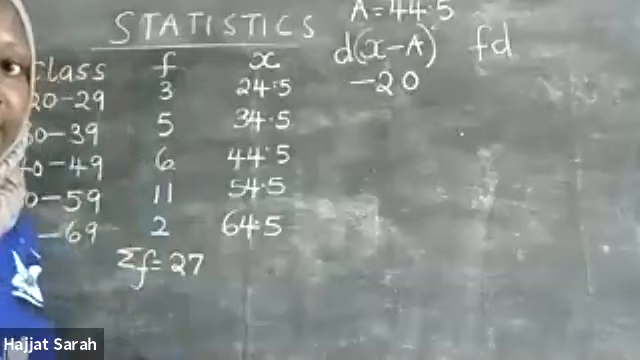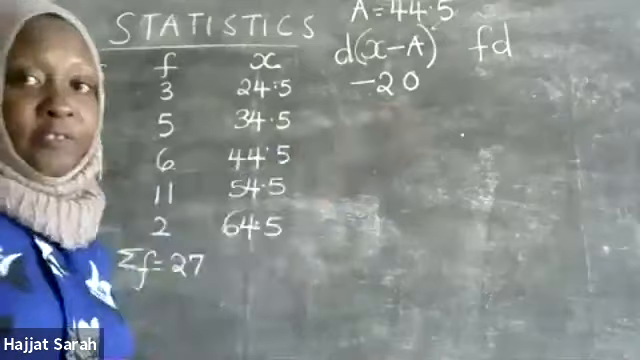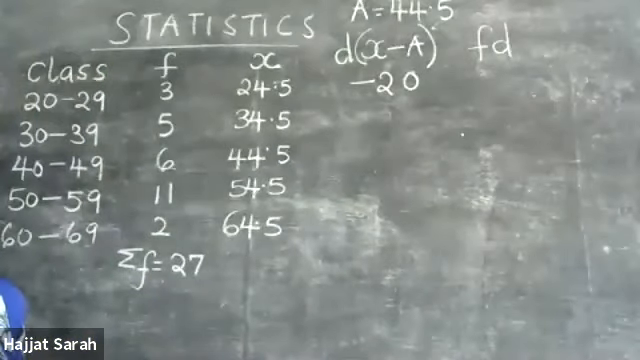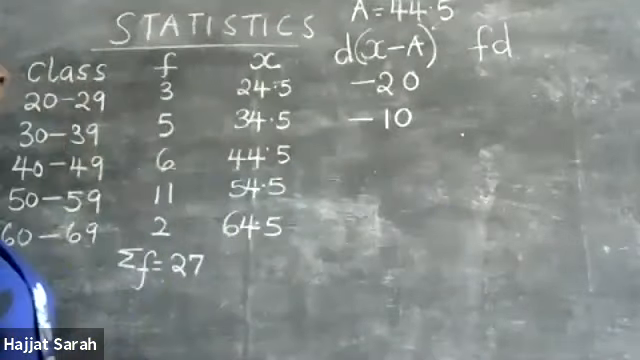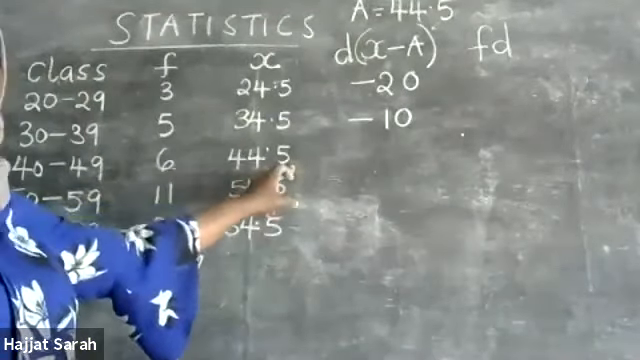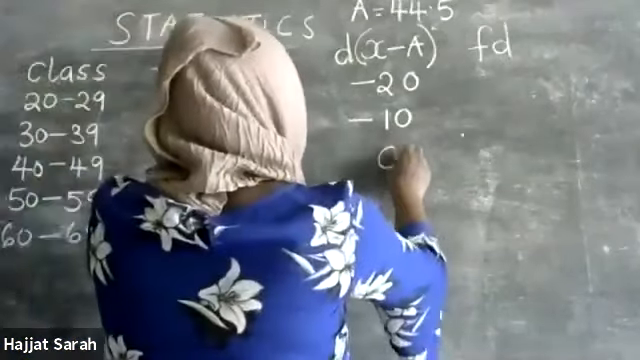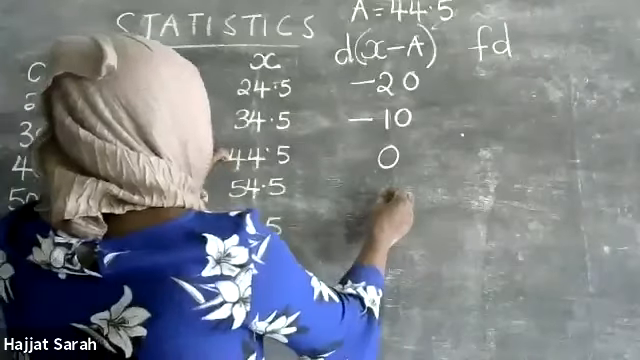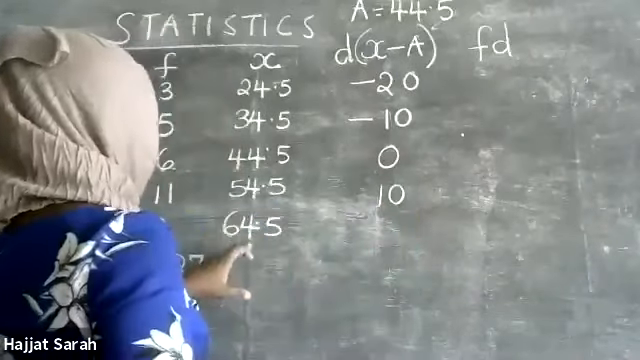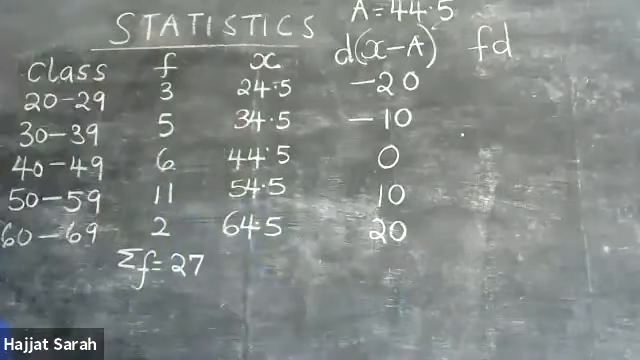Then 34.5 minus 44.5. What do I get? Negative 10. Then 44.5 minus 44.5. What do I get? Zero. Then 54.5 minus 44.5. What do I get? 10. And then 64.5 minus 44.5 will give us 20.